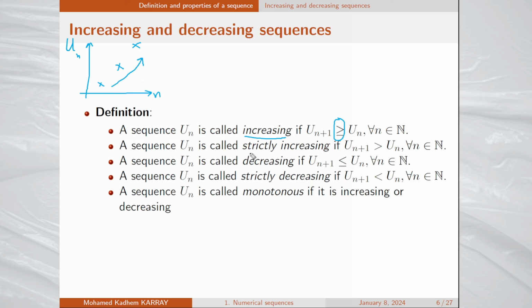It is called strictly increasing if the inequality is strict. On the other hand, un is called decreasing if un plus 1 is smaller or equal than un. Here is an example of decreasing sequence. And un is called strictly decreasing if the inequality is strict. Finally, a sequence is called monotonous if it is increasing or decreasing.